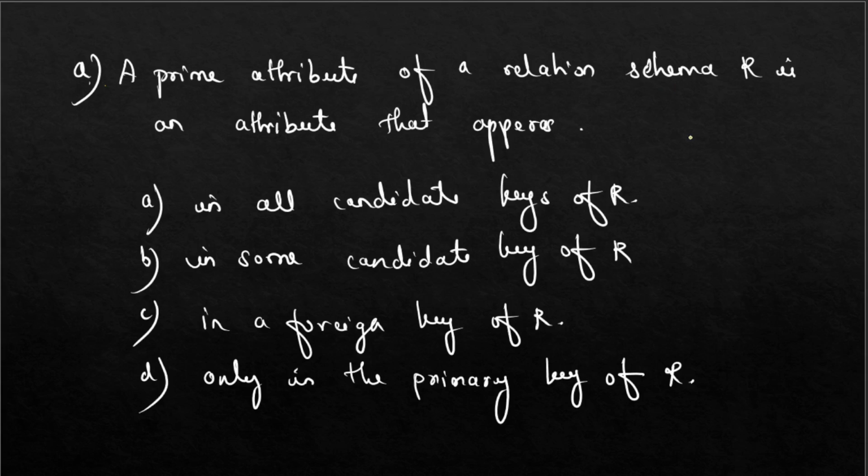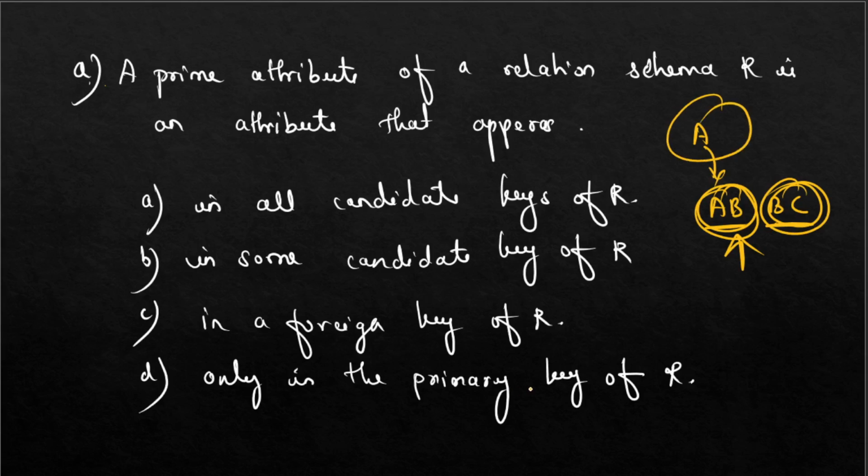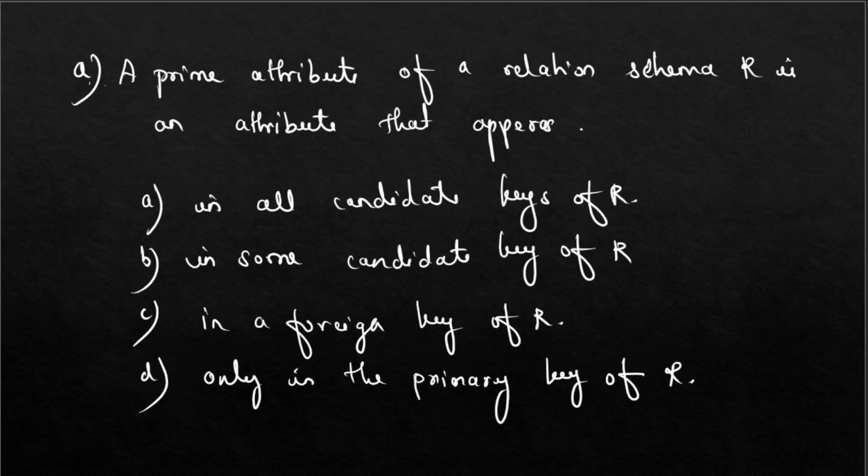For example, I will take A is a prime attribute. Then for a relation R, it is not required for A to be present in all the candidate keys. So let's say candidate keys are AB, BC. Is A present in all the candidate keys? No, right? It is present in some of the candidate keys, and A is a prime attribute. So that is why the answer is in some, not all. So the correct answer here is B. All right, everyone.